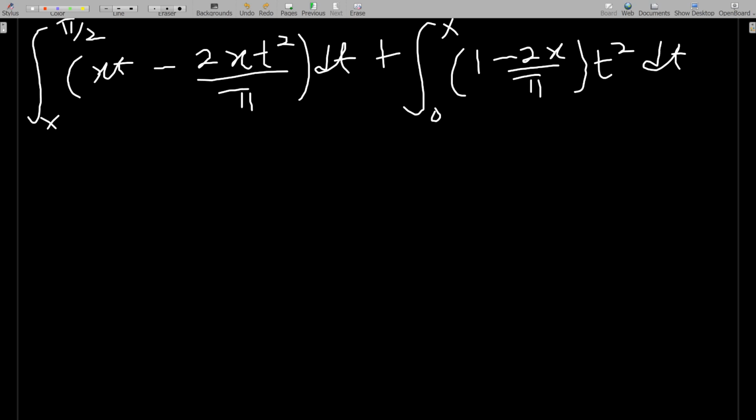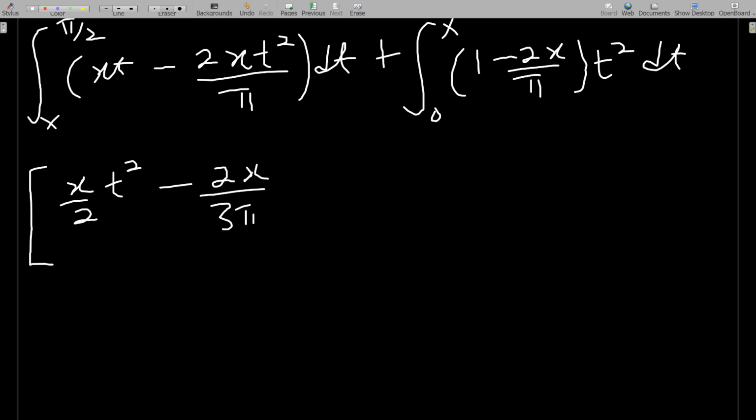Now I integrate each of them term-wise. With the first side, I integrate xt with respect to t. I'll have x over 2 t squared minus, because 2x over pi is a constant, t squared with respect to t will give me 2x over 3 pi.